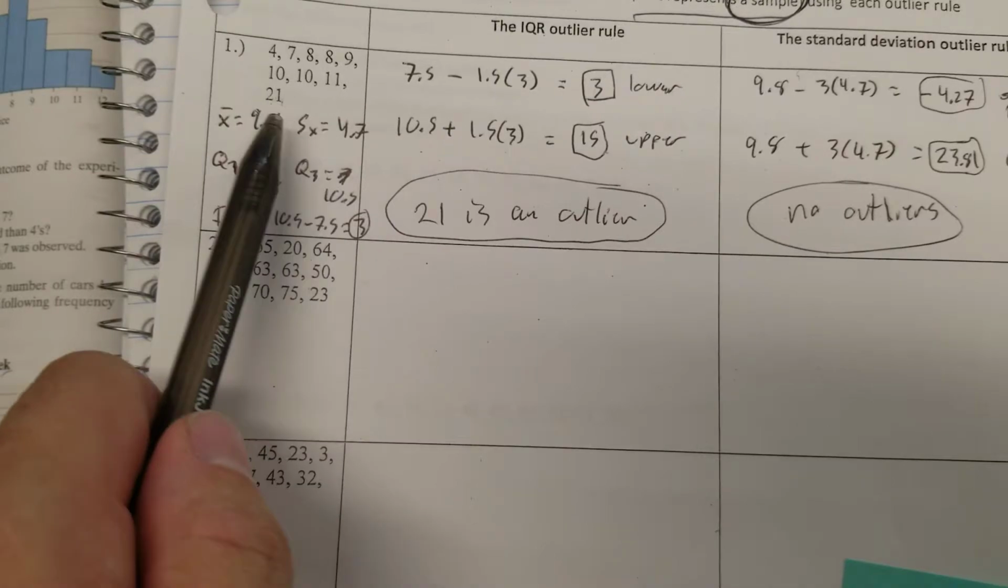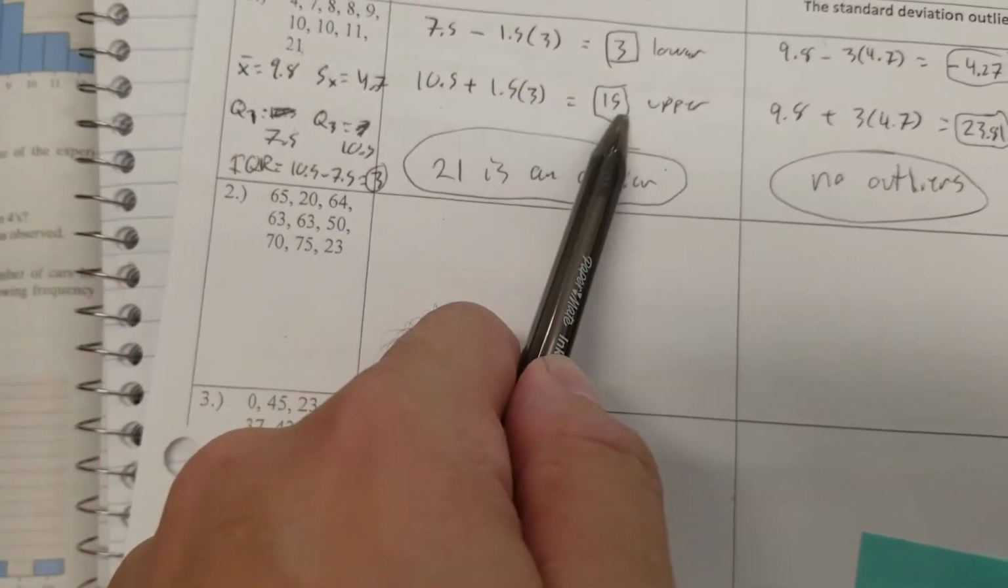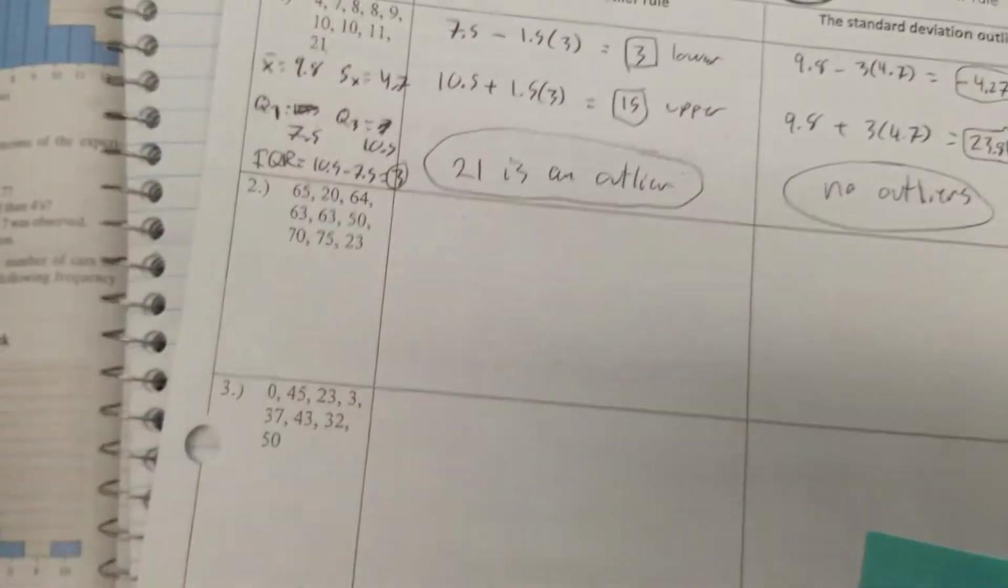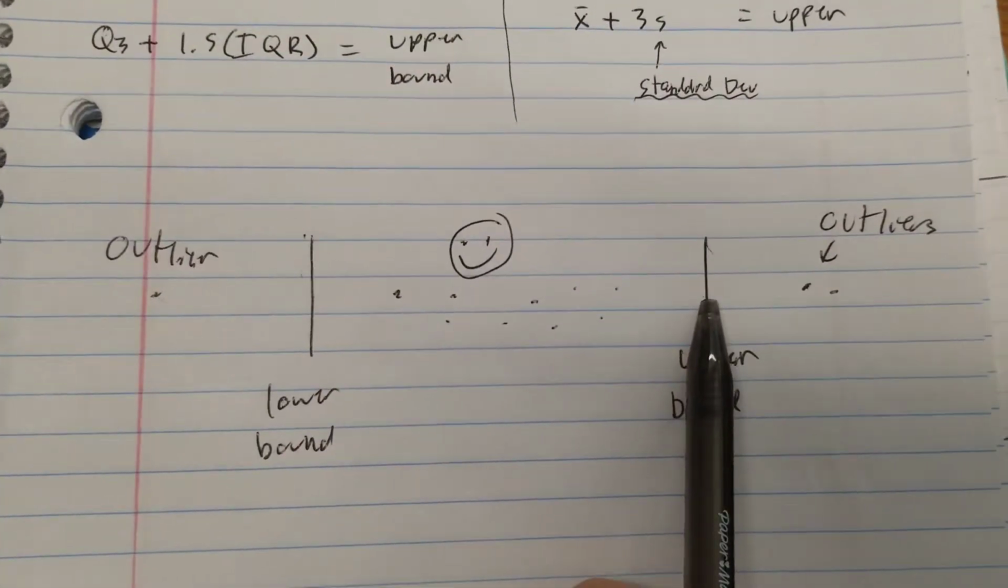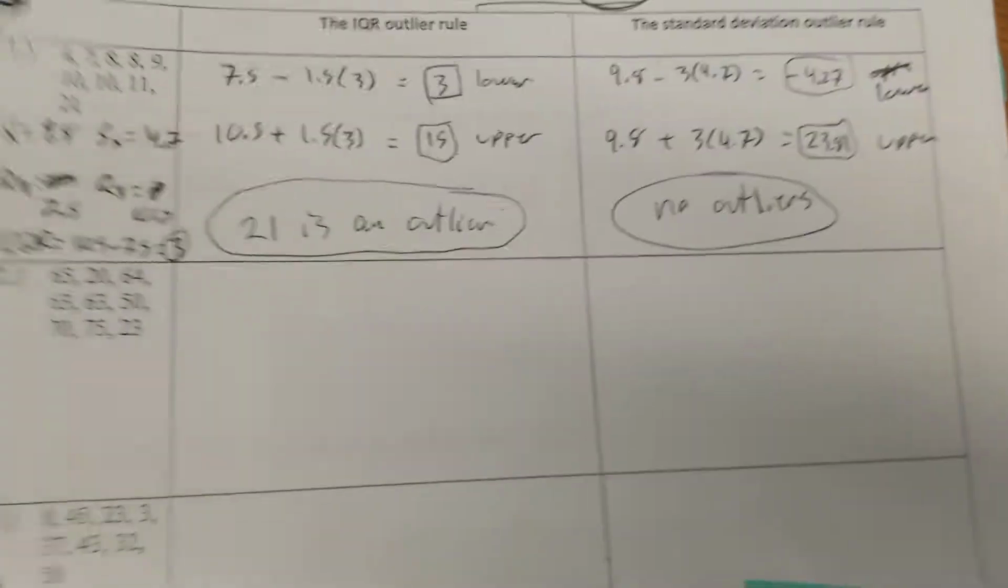And then I looked at all of them and I said, okay, do any of my points land out of bounds? I saw 21 was higher than 15. And so it's definitely in that upper range. Like if this is 15, that's our imaginary line, 21 would be somewhere up here. So 21 was an outlier according to that rule.